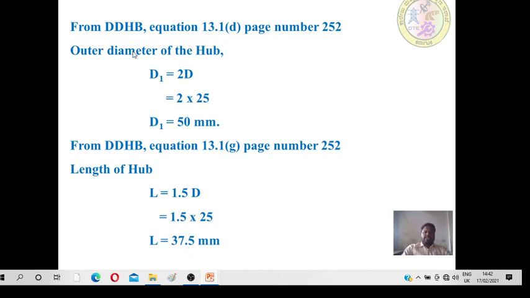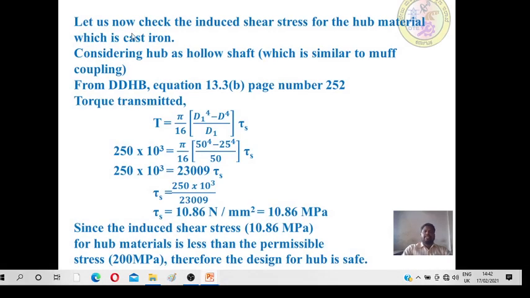Now in the hub we have just fixed the dimensions. We haven't calculated any dimensions using any formulae. We have just fixed them with the empirical relations. Therefore we have to check for the induced stress, to check the dimensions we have considered. So let us now check the induced shear stress for the hub material, which is cast iron.